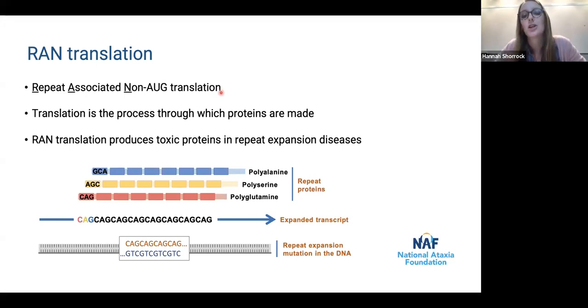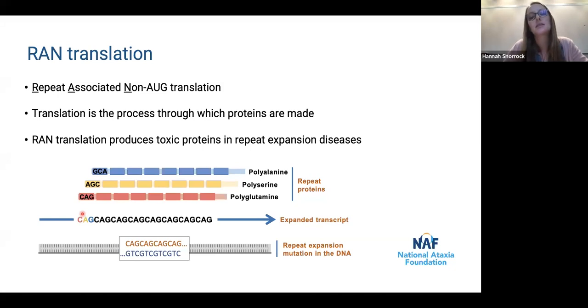When we talk about translation in terms of what's happening in a cell, we're talking about the process through which proteins are made. Normally you will have your DNA, and that will generate RNA. That RNA, or that transcript, is then read. When you read RNA, 3 letters make 1 amino acid. Normally your RNA will have an AUG, a combination of those 3 bases, which is essentially like having the word "the" at the start of a sentence. It tells you where you're going to start making that protein from.